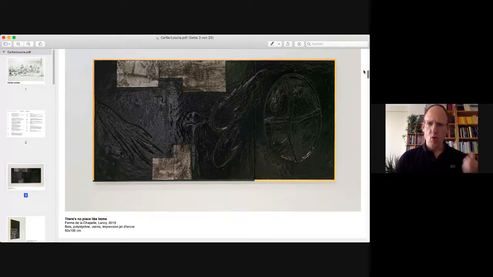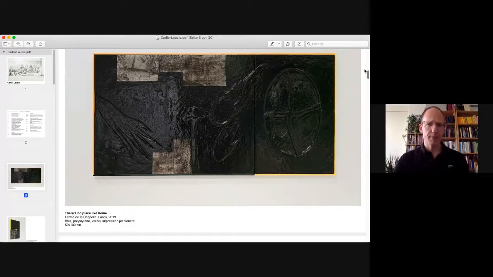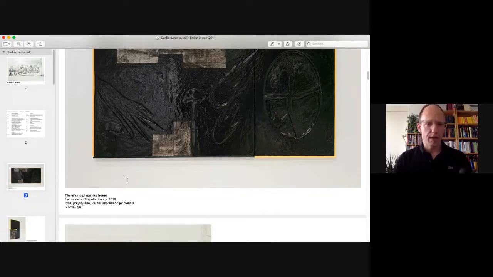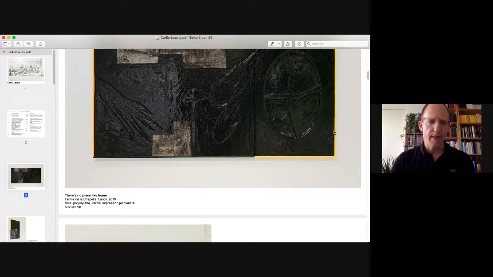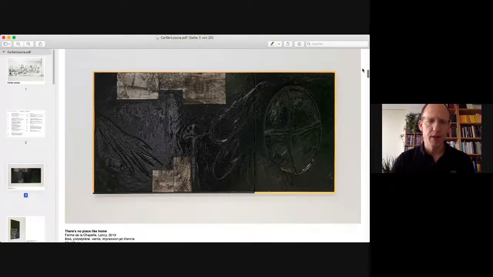It's mostly like one page, one work, which gives ample space to present it. You don't have the feeling that it's very cramped, but there is really space for the works to breathe. And you have the regular information: the title, subtitle, year, the materials, and the sizes.